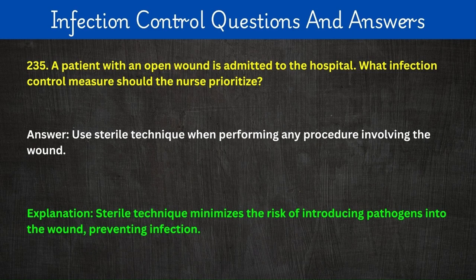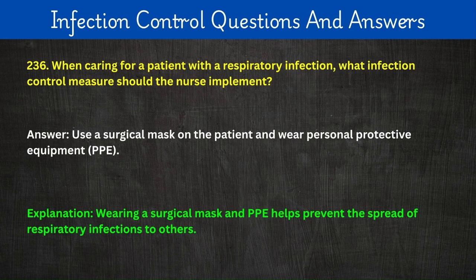Answer: use sterile technique when performing any procedure involving the wound. Explanation: sterile technique minimizes the risk of introducing pathogens into the wound, preventing infection. 236. When caring for a patient with a respiratory infection, what infection control measure should the nurse implement?